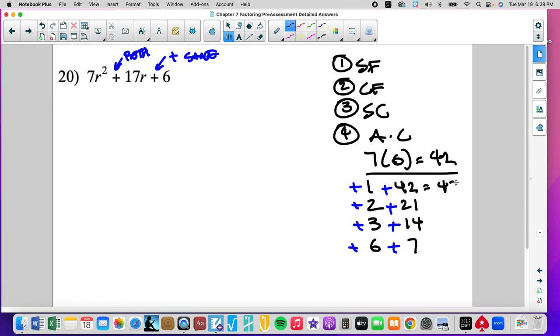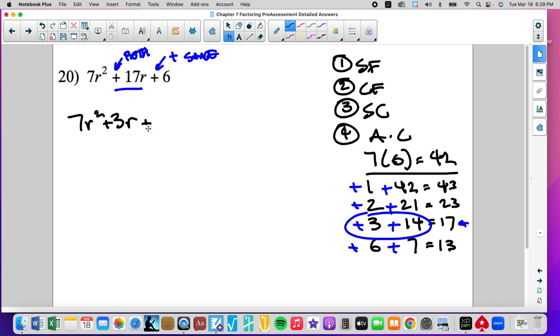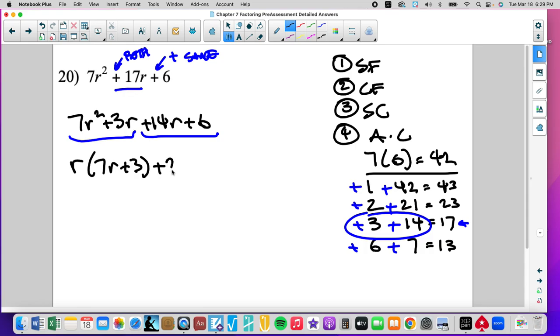We got 43, we have 23, we have 17, and we have 13. Yay, another weird or different one from the bottom. So we're going to use positive 3 and 14. 7r squared plus 3r plus 14r plus 6. Group the first two, group the second two. What do these have in common? An r, 7r plus 3. What do these have in common? A 2, and that's 7r plus 3.